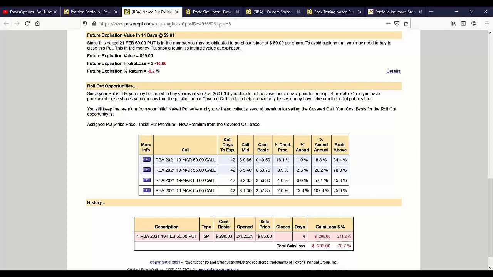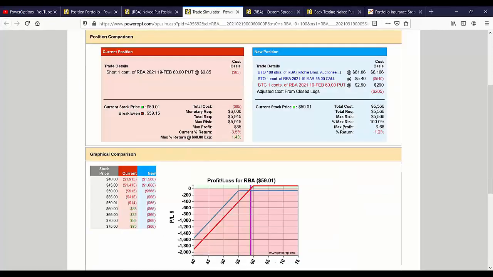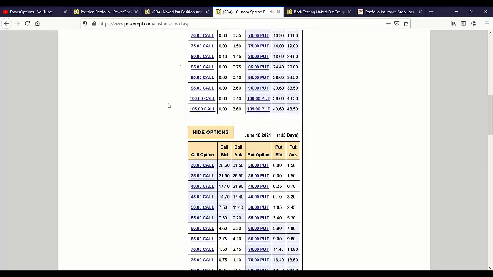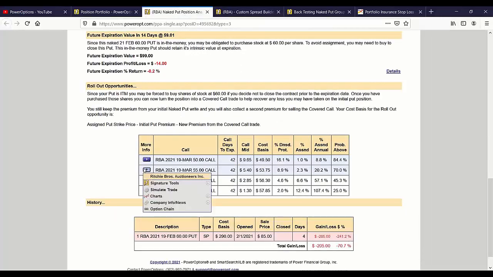So that subtle difference didn't look right to me in that scenario, why it's showing a negative for the covered call. It should be a positive. I'm going to take a look at that as well. But I just wanted to show you that anytime you see a rollout opportunity, you can go to Simulate Trade and compare it graphically as well as the numerics that show up here.